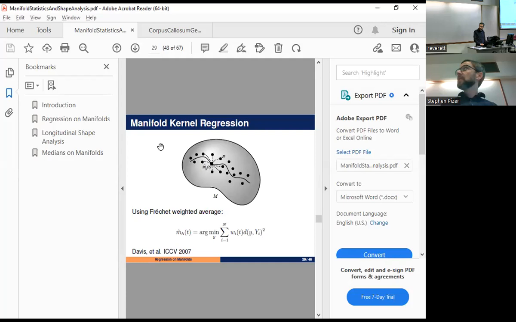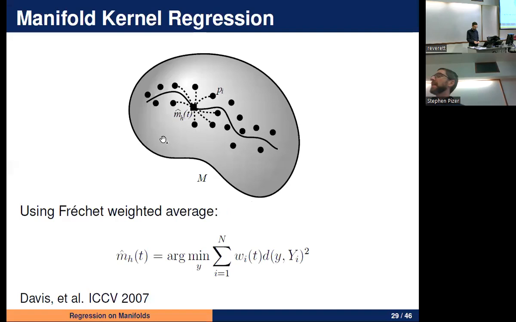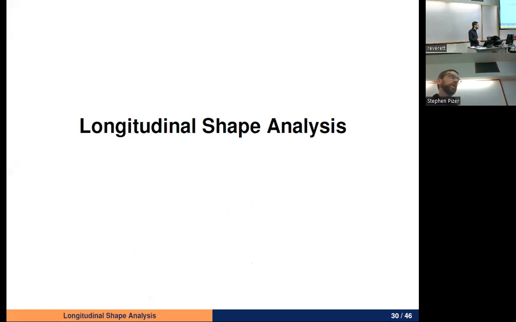I have one more topic I'm going to squeeze in really quickly in the last 5 minutes or so. It's really also sort of regression, but with a little more to it. And this is longitudinal shape analysis.